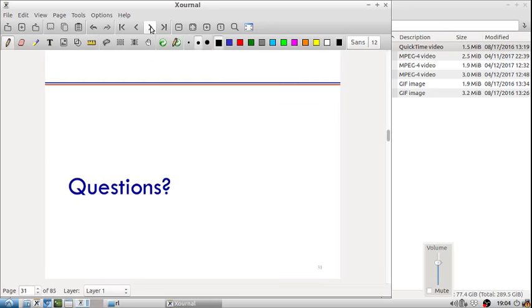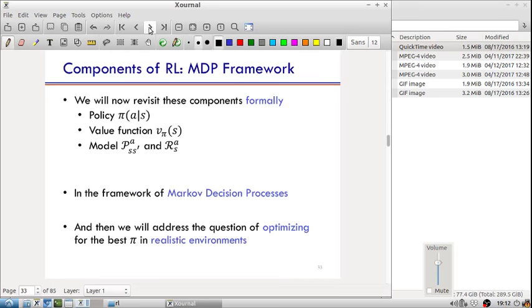Okay. Any questions at this point? Okay. So we're going to look at this policy, the value function, and the model in the framework of Markov decision processes. Markov just means memoryless, or things only depend on the current situation.